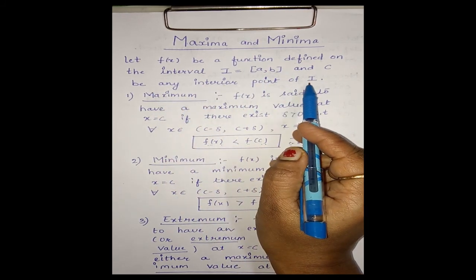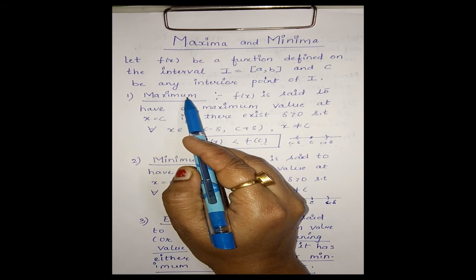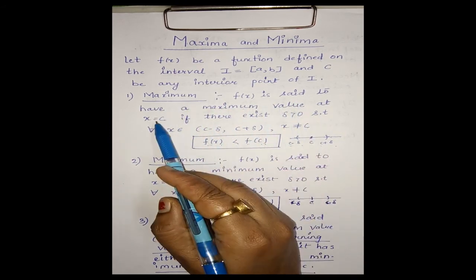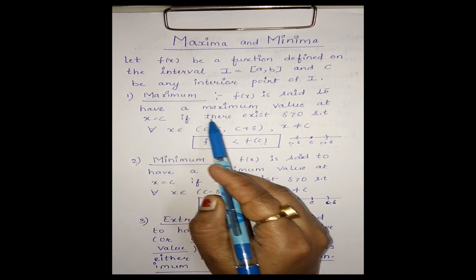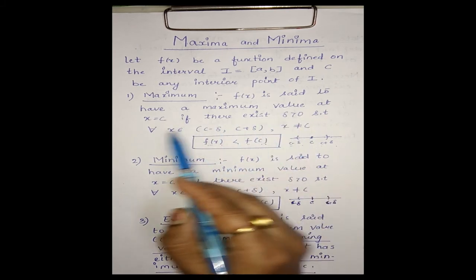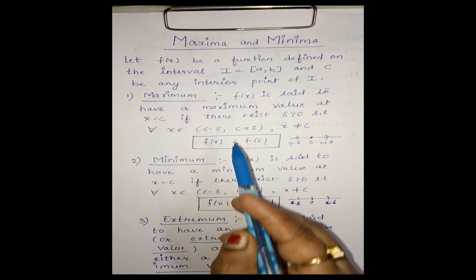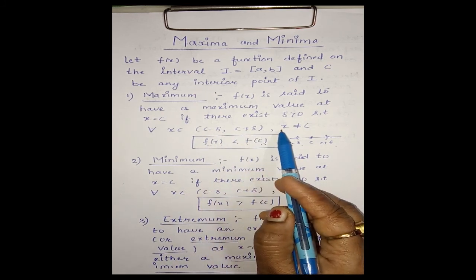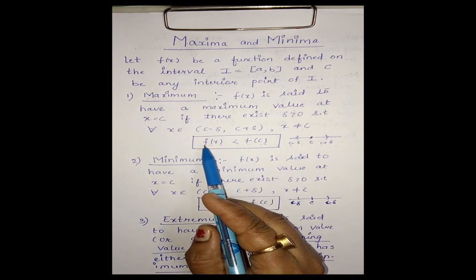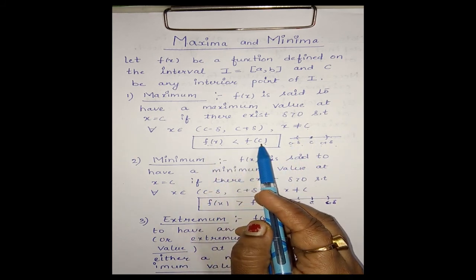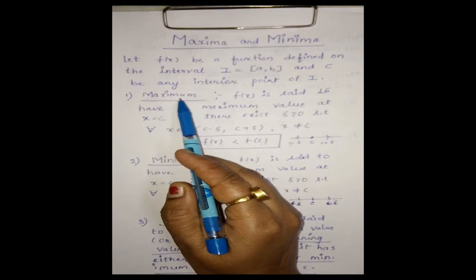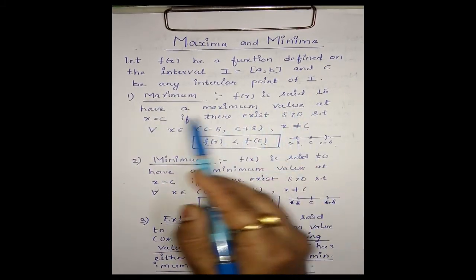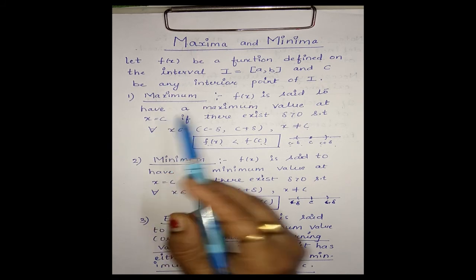point of I. Then first, maximum. f(x) is said to have a maximum value at x equals c if there exists delta positive such that for every x in the open interval (c minus delta, c plus delta), when x is not equal to c, f(x) is less than f(c). Okay, this is the condition for the maximum value. f(x) is said to have a maximum value at x equals c.